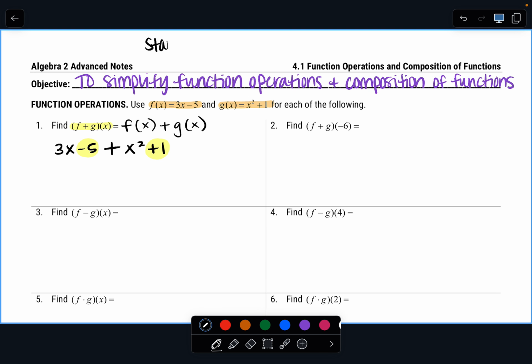And just to remind you of what that is, standard form is going to be y equals ax squared plus bx plus c. So typically when you write these equations out, you write the term with the highest exponent first. So in our case, we have 1x squared, we have 3x, and then if I take negative 5 and add 1 to it, what do I get? Negative 4. Wonderful.